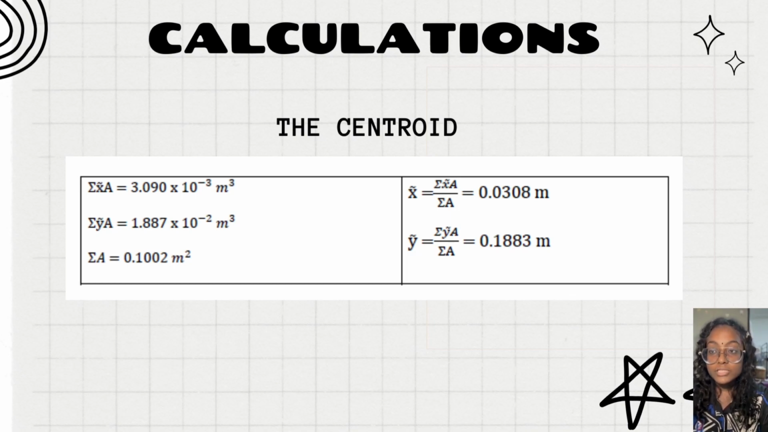The total summation of area is 0.11002 meter square. So the centroid that we calculated from the formula, at the x coordinate, we obtain 0.0308 meter, and for the y coordinate we obtain 0.1883 meter.